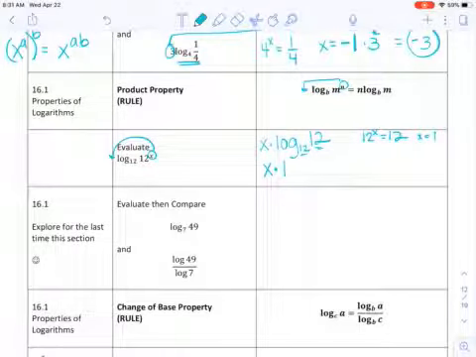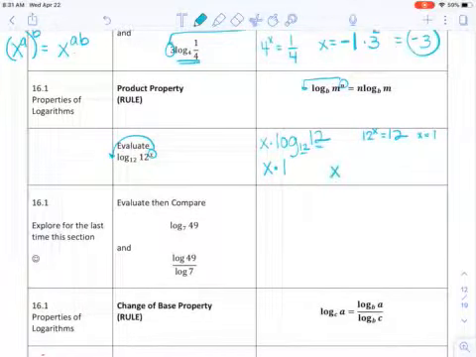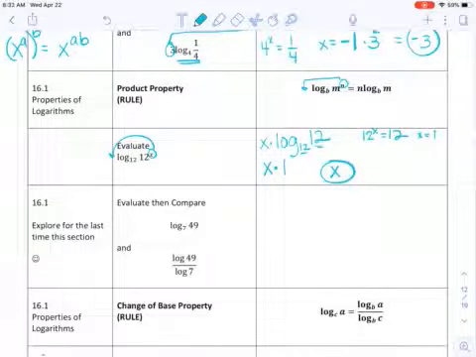So my answer here is going to be x times 1. Obviously, I can simplify that to x or 1x. And there's my final answer. Again, this one doesn't end up with a number in it. Some will simplify to a number.